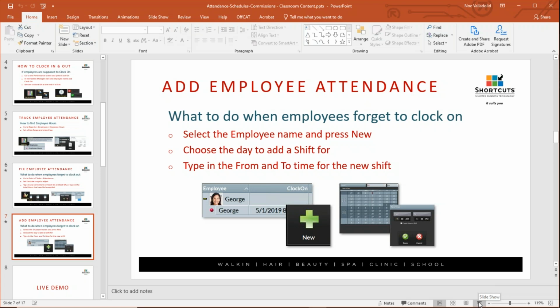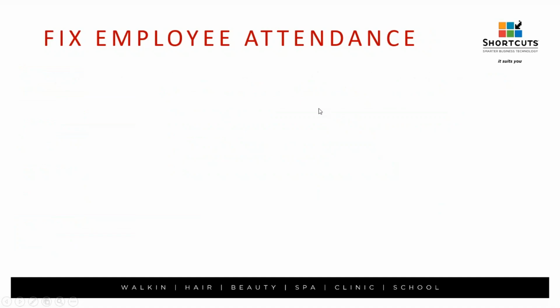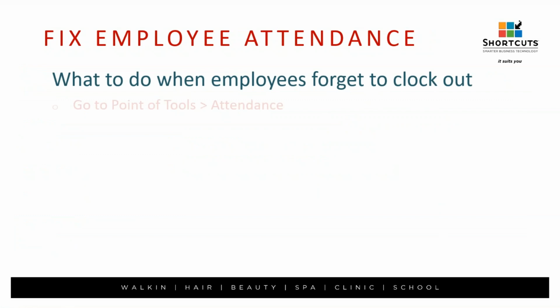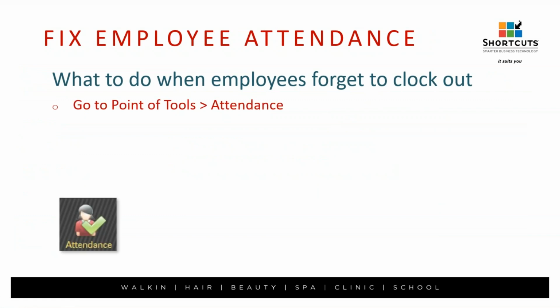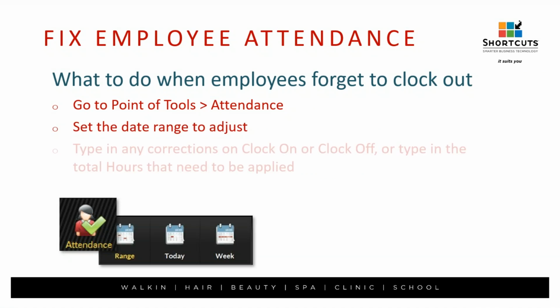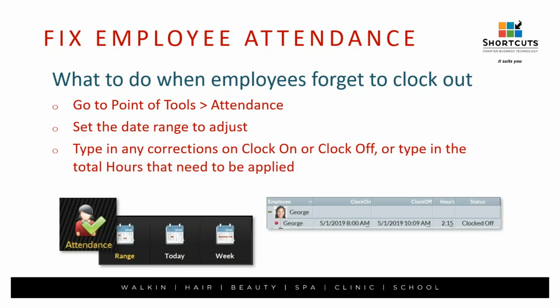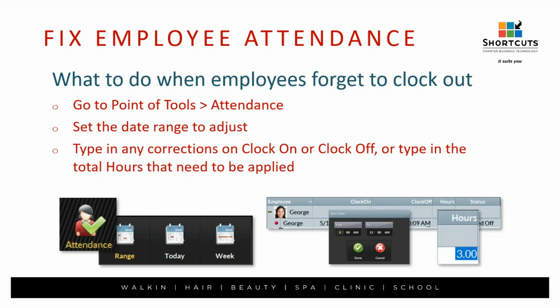So if you need to edit their actual time, so if a staff member forgot to clock in or forgot to clock out, or they've been clocked in for longer than they were supposed to, you're going to go to the attendance button. You're going to set the range that you want to look at, whether it's a week or 2 weeks in the past. You're going to find those employees, and when you find them, you can choose a particular day and tell Shortcuts, okay, they clocked in exactly at this time, or they clocked out exactly at this time. And then Shortcuts will calculate what the total hours were.